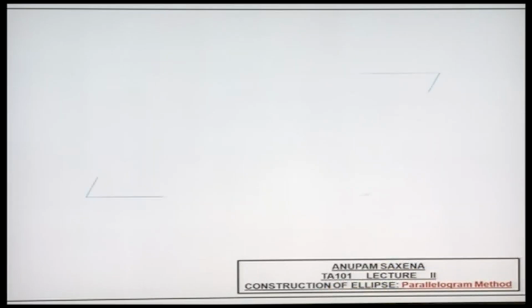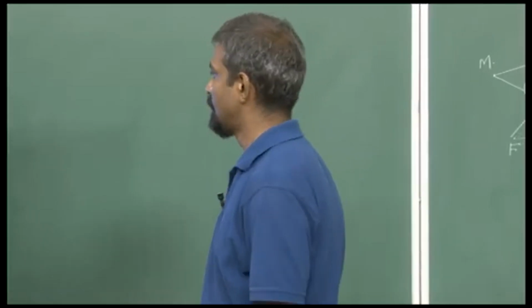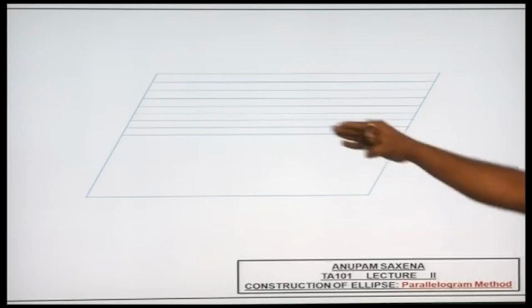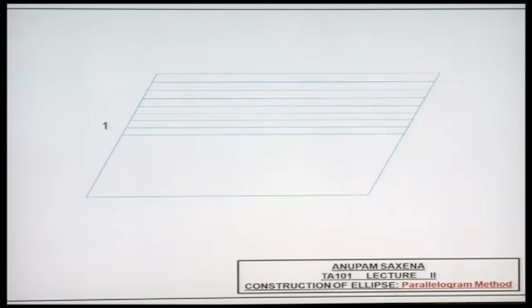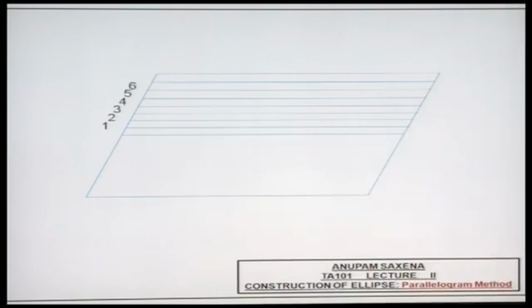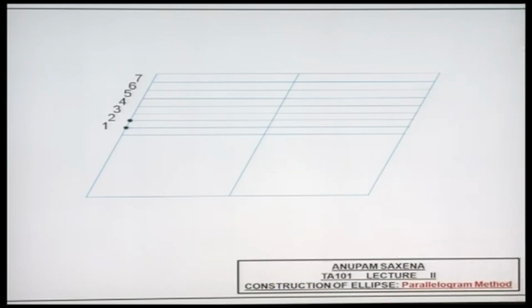Construction of ellipse, the parallelogram method. Given a parallelogram, how do you construct an ellipse? Well, divide this parallelogram into a bunch of parts at the top. I guess 8 parts here, like so. And also, but before that, mark these points: 1, 2, 3, 4, 5, 6, 7, and 8. Okay, and also divide this side of the parallelogram into those many equal number of parts.